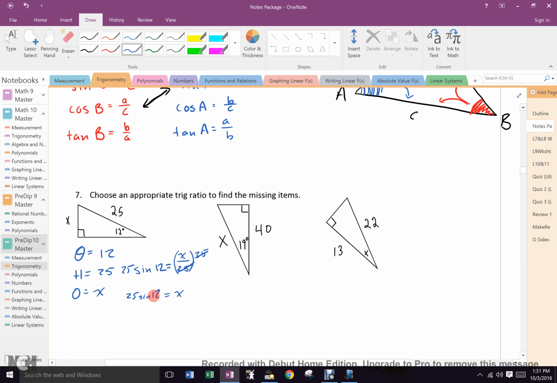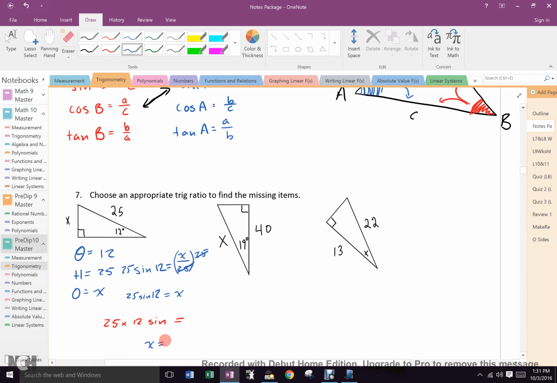How do I get that on my calculator? It depends on my machine. It is either 25 times sine 12 equals, or, and here's where the problem happens, if you have a backwards calculator, you're going to push 25 times 12 sine, and then your calculator is going to go weird. It's going to show a giant bunch of numbers, and you're going to think you have the right answer. But you don't, because you haven't pushed what button? Equals.